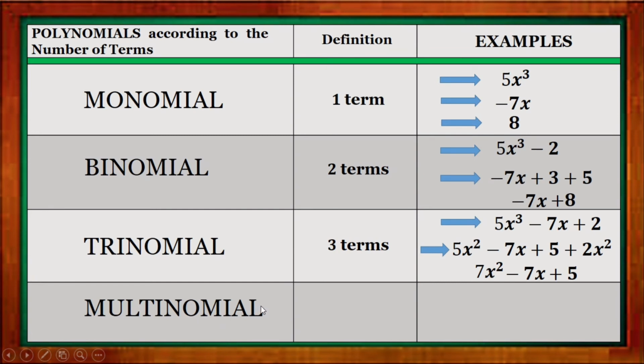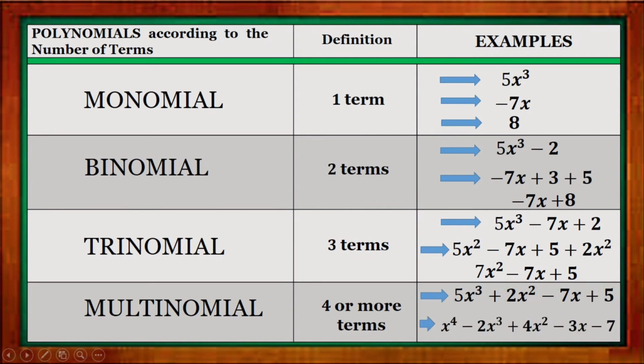multinomial. So again, from the name itself, multinomial. Multi means many. It is an expression consisting of 4 or more terms. So examples are, number 1, 5x cubed plus 2x squared minus 7x plus 5. So 5x cubed is our first term, 2x squared is our second term, negative 7x is our third term, and 5 is our fourth term. So it consists of 4 terms. That is why this is considered as multinomial.